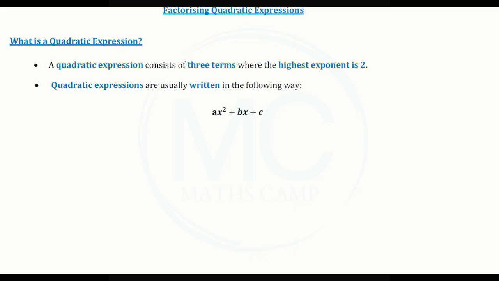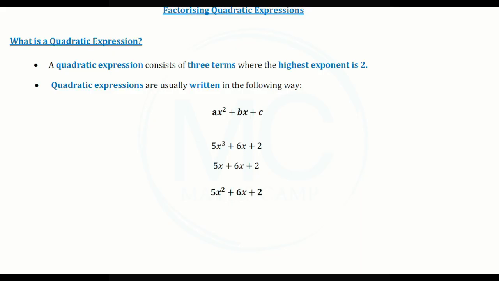Now please remember that a quadratic expression must have at least one term with an exponent of 2. Let's look at the expression 5x to the power of 3 plus 6x plus 2. This is not a quadratic expression because the exponent of 3 is too high. What about 5x plus 6x plus 2? This is also not a quadratic because there is no exponent of 2. So this is our quadratic, 5x squared plus 6x plus 2.